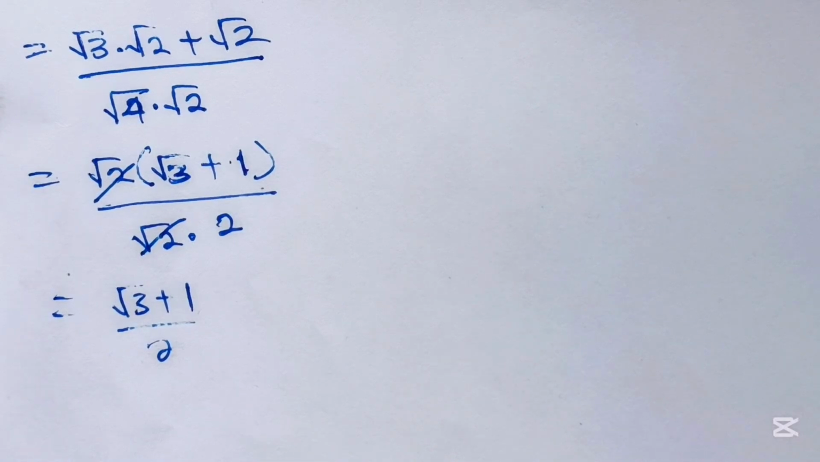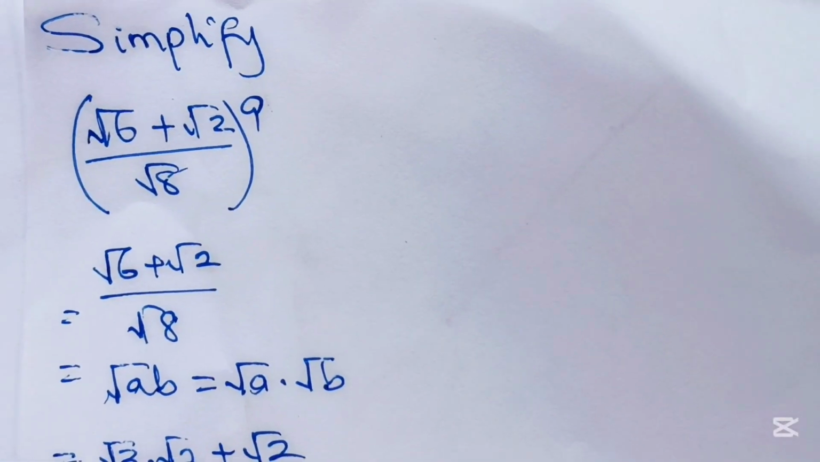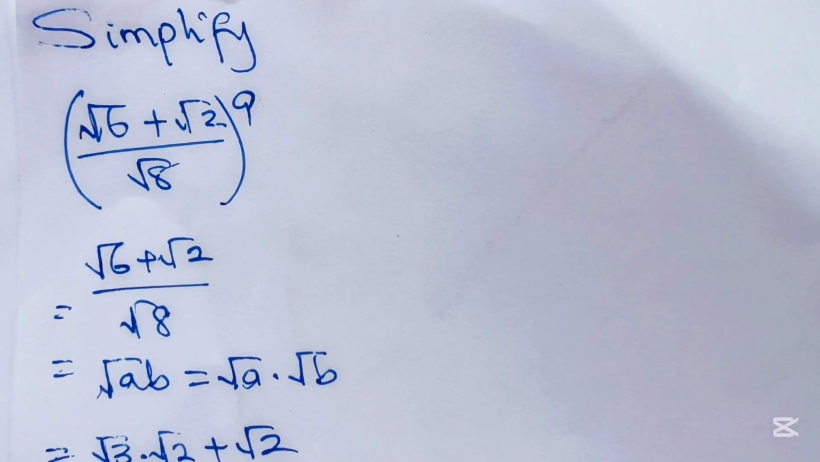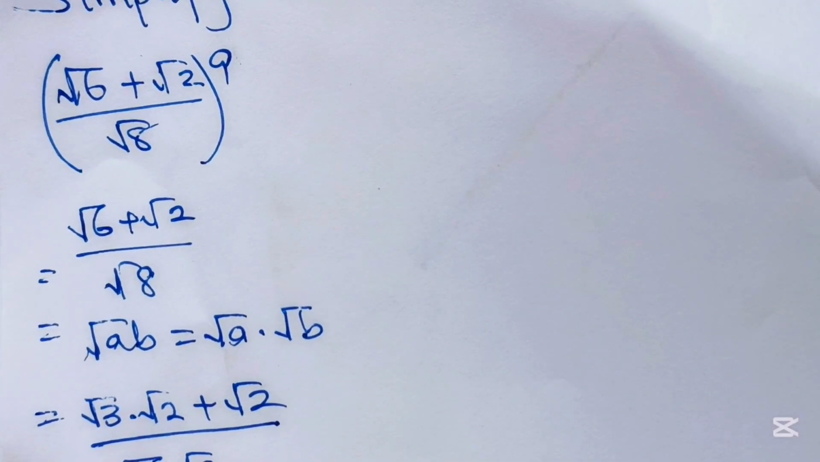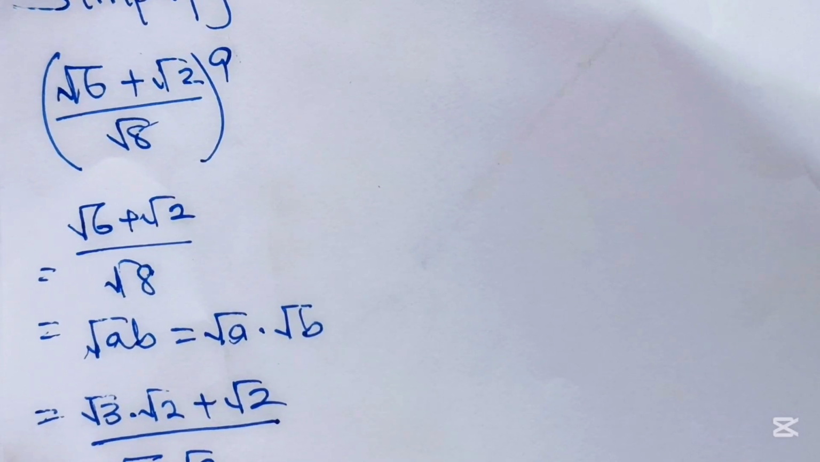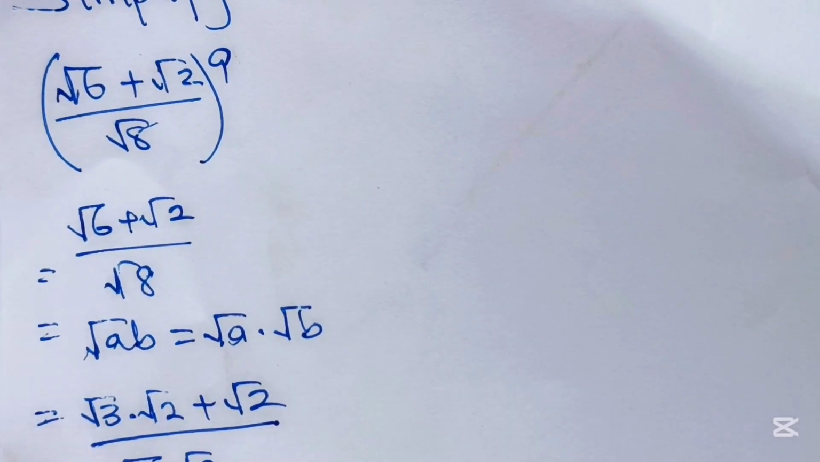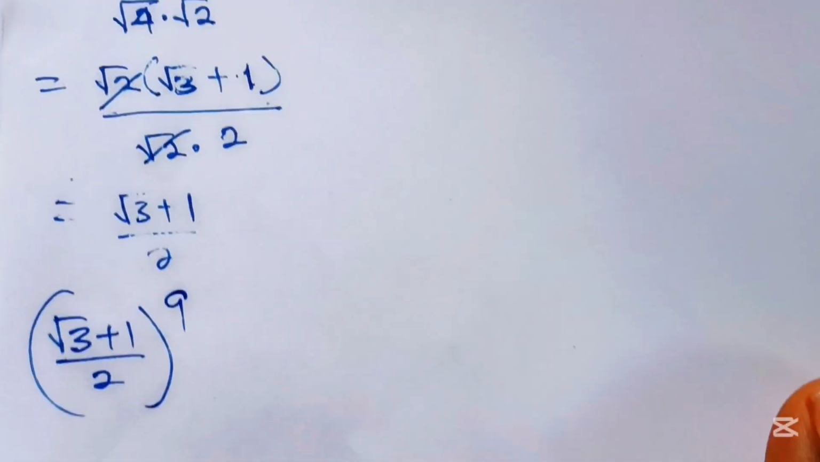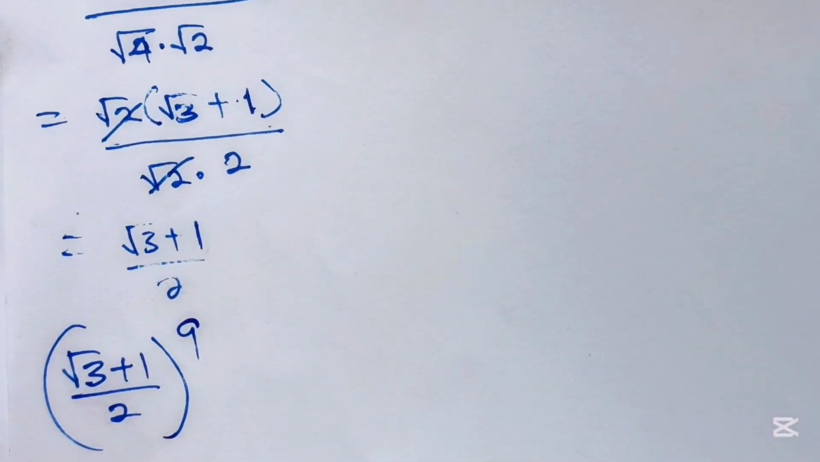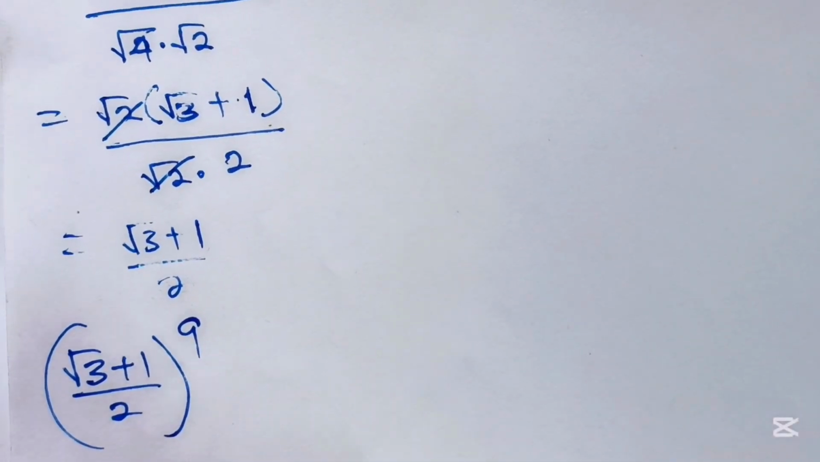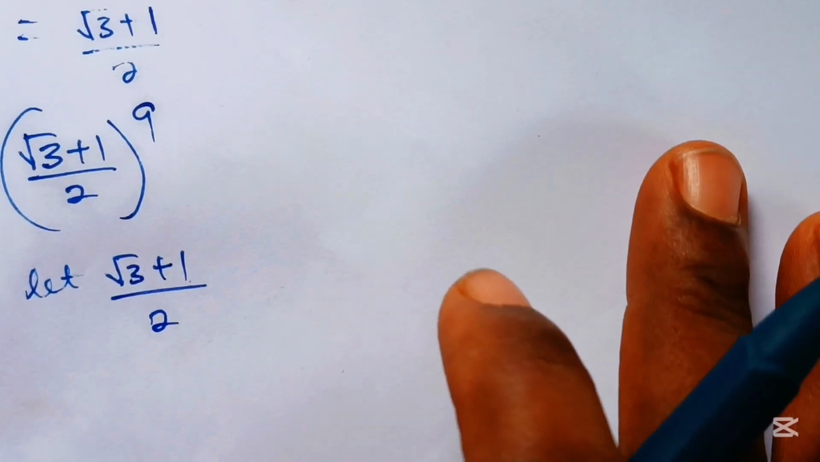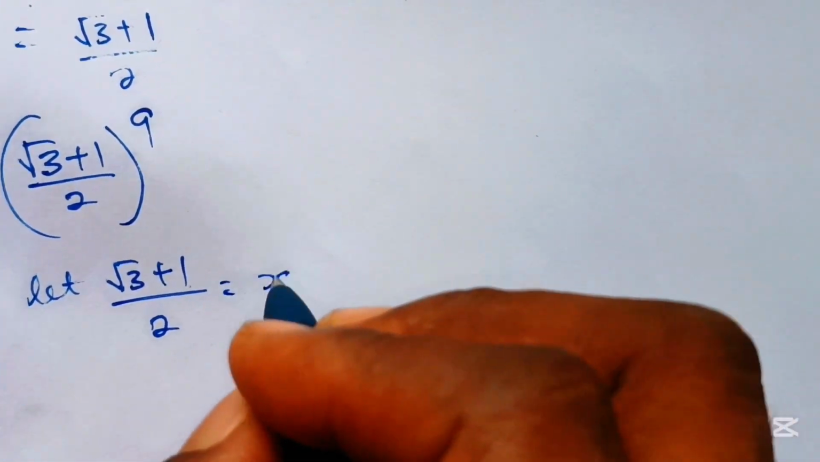Now let us substitute this back into the equation. The equation says square root of 6 plus root 2 over root 8 to the power of 9. Now we can rewrite it as square root of 3 plus 1 divided by 2 raised to the power of 9. All right, now we can say let what we have inside the bracket, that is root 3 plus 1 divided by 2, be equal to x.